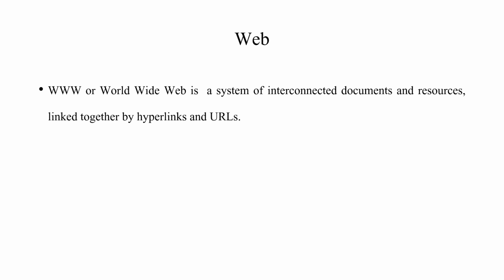Web, World Wide Web or WWW, is a system of interconnected documents and resources linked together by hyperlinks and URLs. There is a difference between internet and web. The internet is the global network of computers and the web is the information system on the internet.